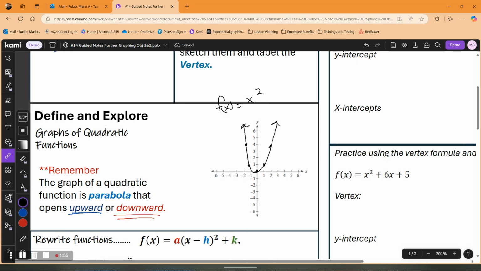So there's a parabola that's opening upward, or if that a is negative, you can also have one that points downward. Okay.